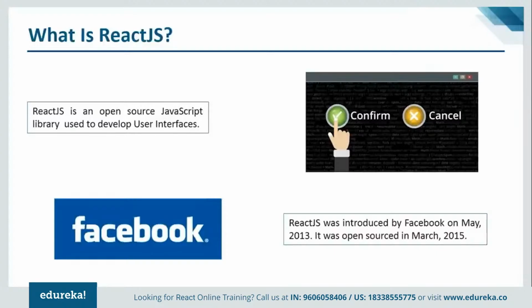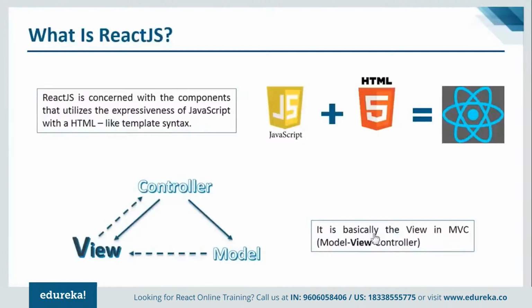As I have already told you, ReactJS is an open source JavaScript front-end library that is used to develop interactive UIs. Though Facebook was using it since 2011, it was introduced to the rest of the world in May 2013, and later in March 2015 it was open sourced. Moreover, ReactJS is concerned with components that utilize the expressiveness of JavaScript along with the HTML-like template syntax. That is, it combines the features of JavaScript and HTML and then provides us a dynamic language.